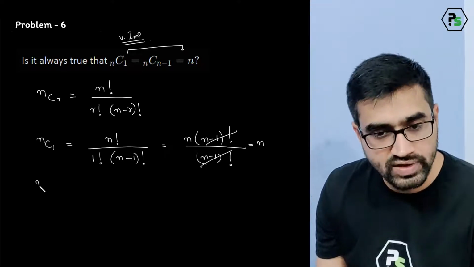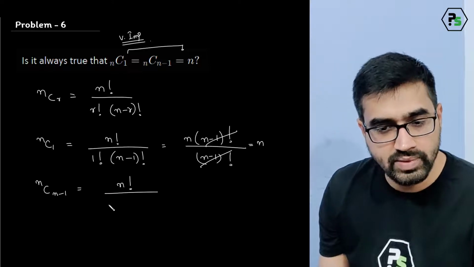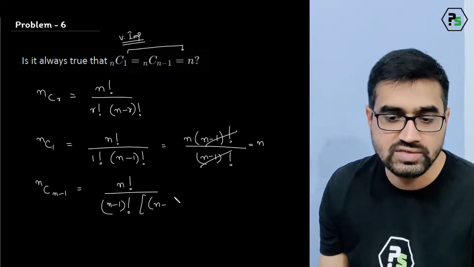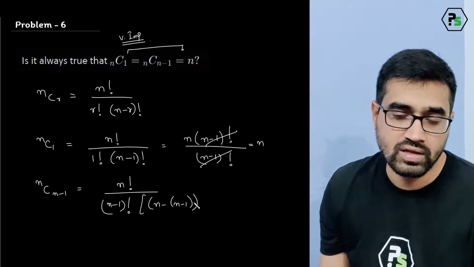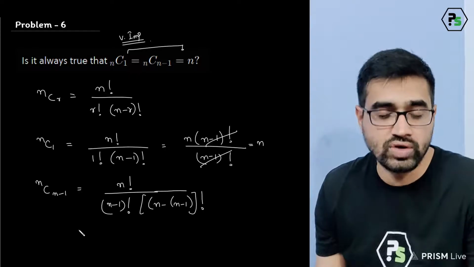Let us talk of the next one, nC(n minus 1). So this is n factorial divided by (n minus 1) factorial. I hope you all remember this. Last class we already did this thing. We already talked about that the brackets are very important when you write factorial notation.